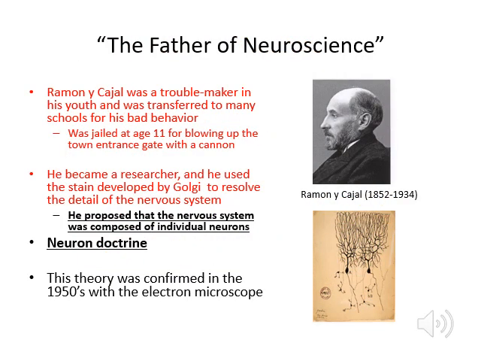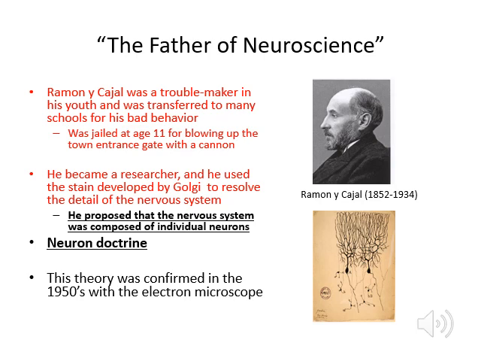This is slide 11, and it's important because it outlines who is considered the father of neuroscience, and that's Ramon y Cajal. He's considered that because of what he did. He proposed that the nervous system was composed of individual neurons. That's not what was thought in the past. Prior to that, it was thought that the nervous system was a continuous network. And he proposed that the neurons were separated from each other.